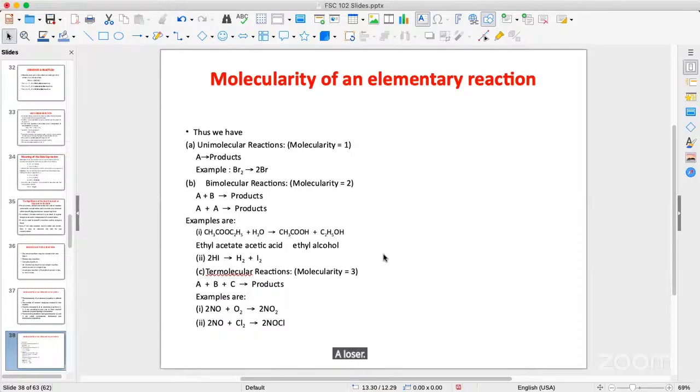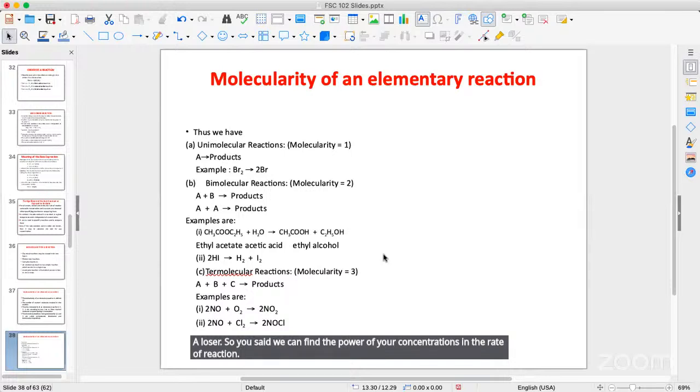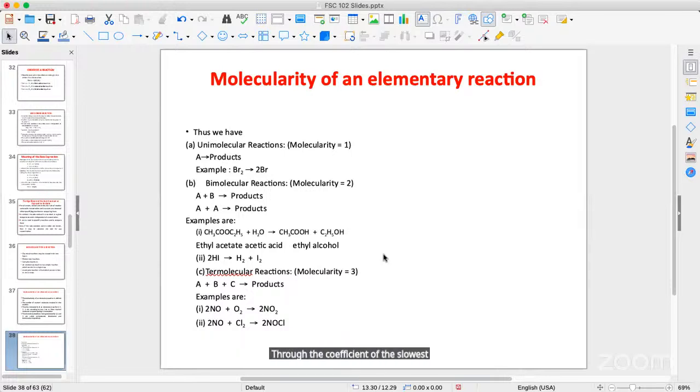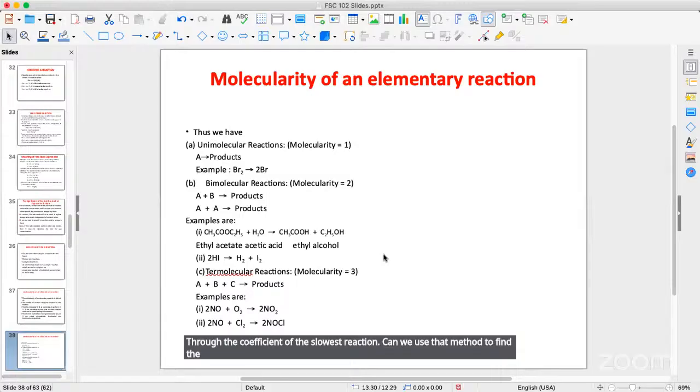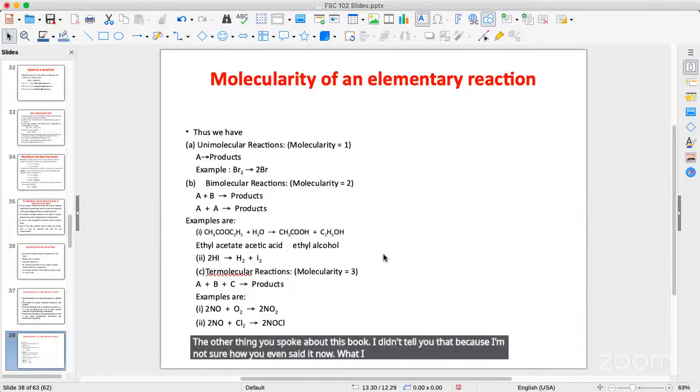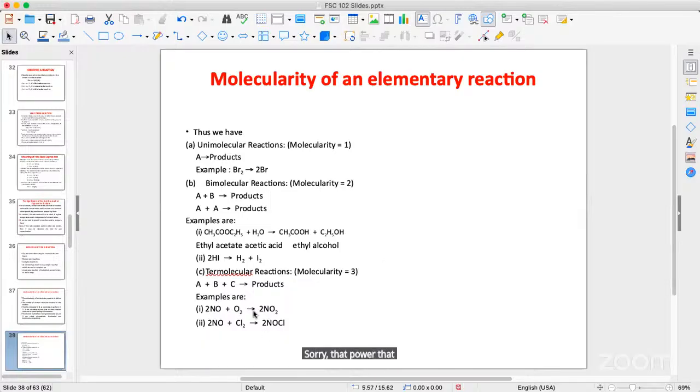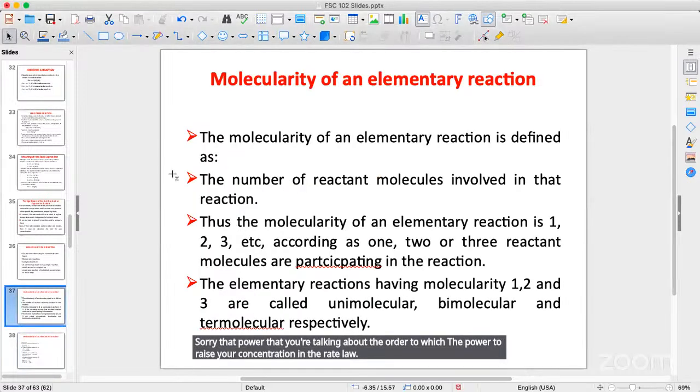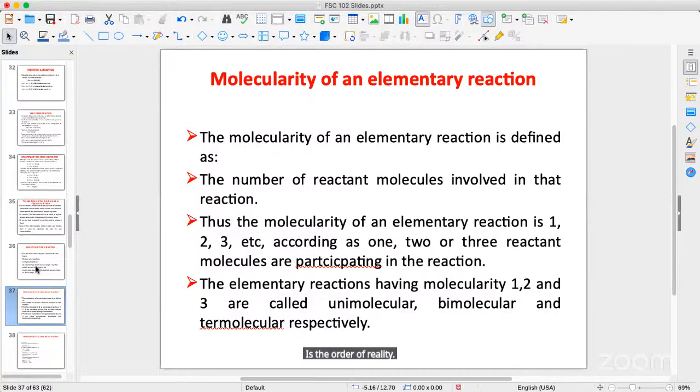You said we can find the power of the concentrations in the rate of reaction through the coefficient of the slowest reaction. Can we use that method to find the order of reactions too? You see, I didn't tell you that. What I said was that the power to which you raise your concentration in the rate law is the order of reaction. That is your order of reaction.